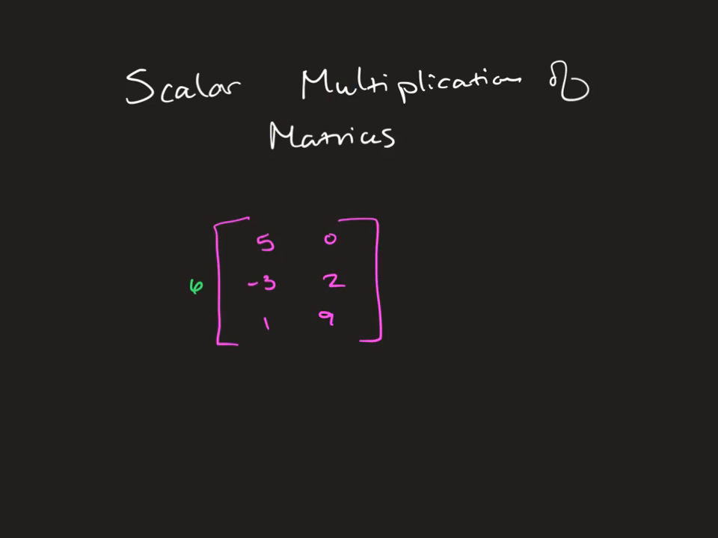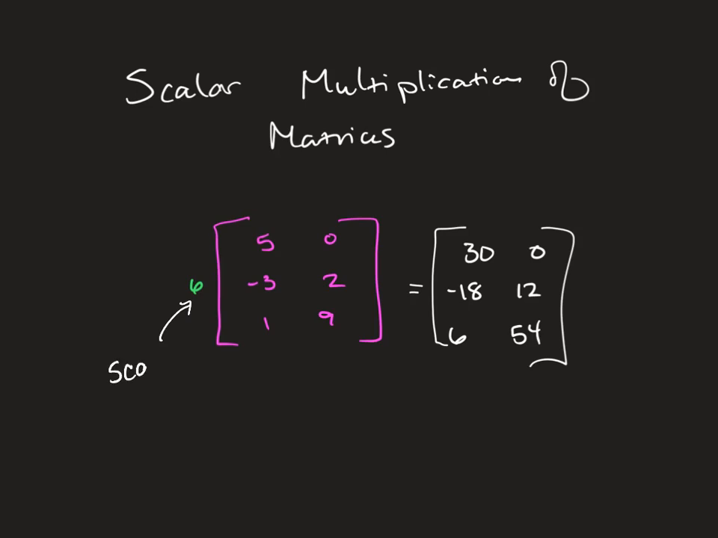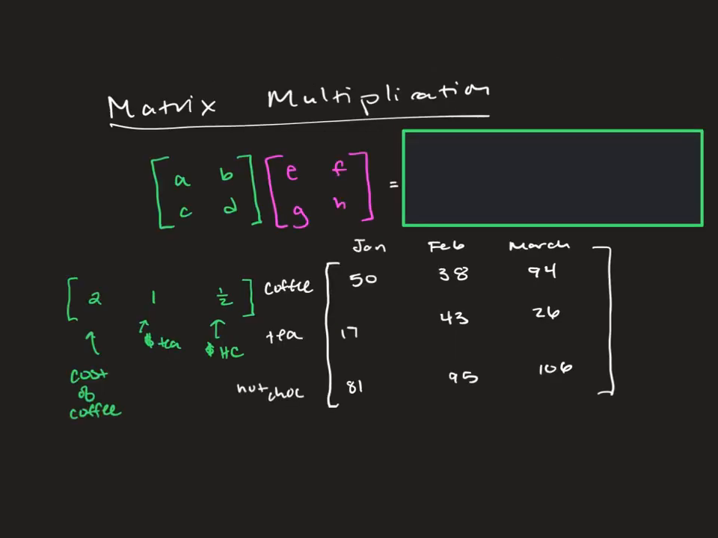Scalar multiplication is like if I take this matrix and I want to scale it up by 6, you would just multiply every single element in here by 6. So in this case, you'd get 30, 0, negative 18, 12, 6, and 54. This number, by the by, could be any old thing that you wanted to. It could be a negative, a fraction, or whatever, and it is called a scalar, which just basically means you're scaling up or you're scaling down. So this is now 6 times larger than this. Again, moving on.